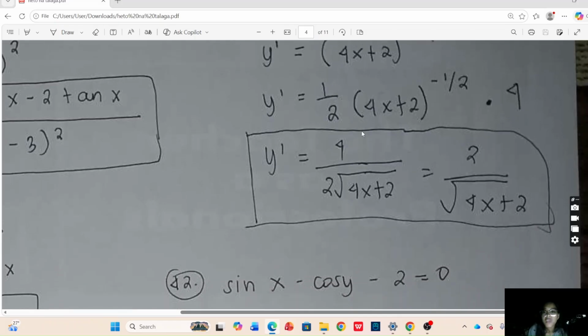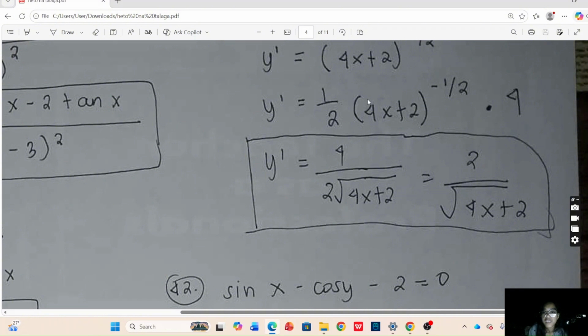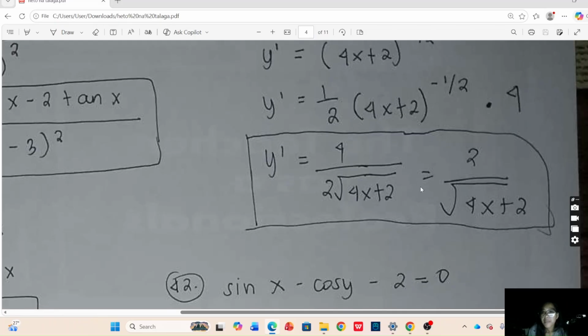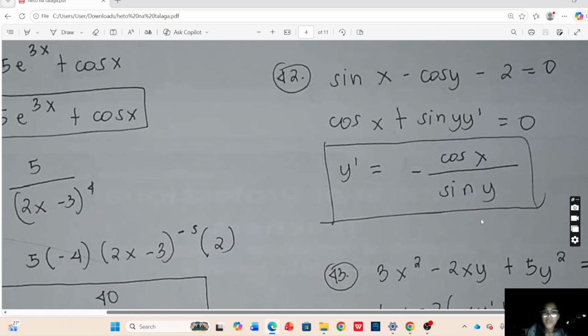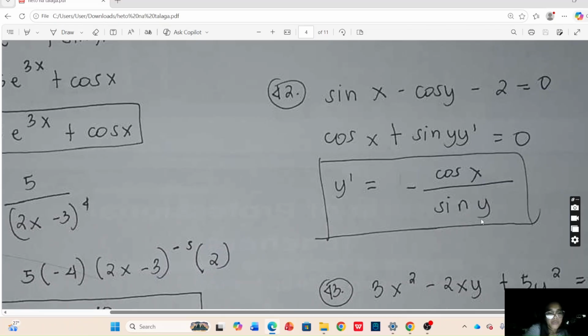So that's why our answer is 4 times 1 half. Let's multiply it first. That's 4 divided by 2 times the square root of 4x plus 2. But we can still simplify it because 4 times 1 half, when simplifying it, we can obtain 2 divided by the square root of 4x plus 2.